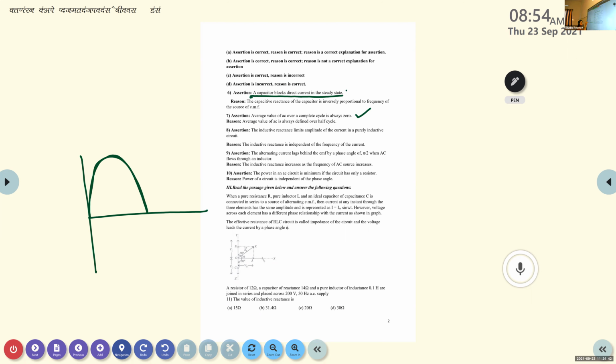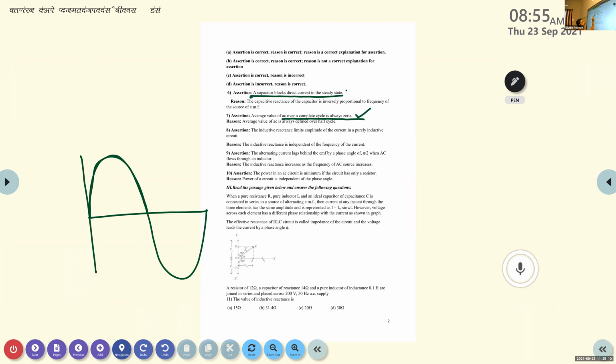This is the half cycle of AC. We need the complete cycle. We need to take one more half cycle, then only it is a complete cycle. So the value of this AC is equal in magnitude but opposite in direction. So they will cancel each other. So the assertion is right. Average value of AC over a complete cycle is always equal to 0 because they are equal in magnitude but opposite in direction. So they will cancel.